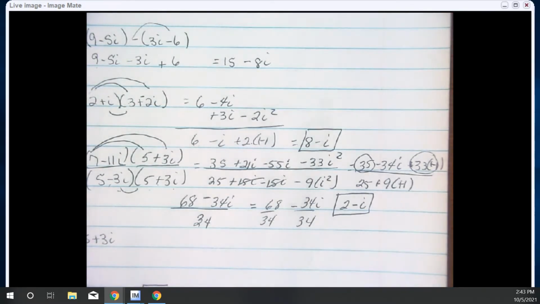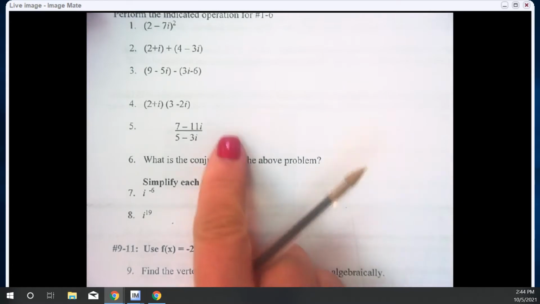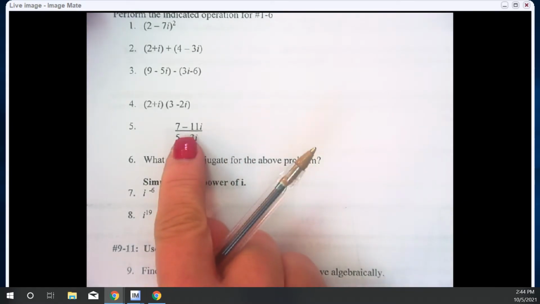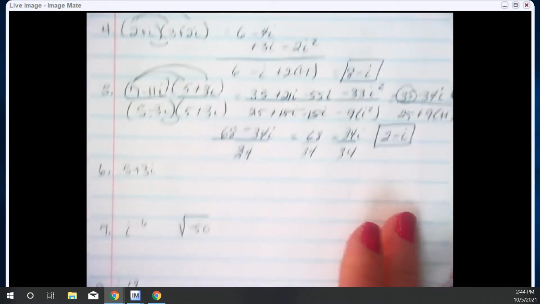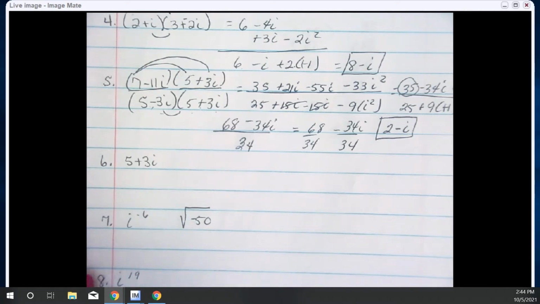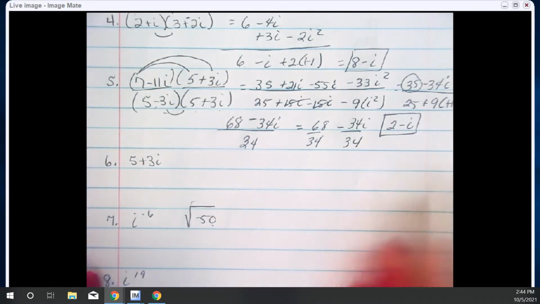On problem number 6, this is what is the conjugate of the above problem? What is the conjugate? Well, it's the denominator with the middle sign only changed. So on problem 6, 6 plus 3i. Now on 7, I'm going to add some things. I'm going to add the square root of negative 50. You don't have this one.